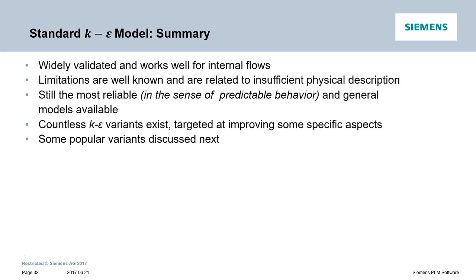To summarize the standard k epsilon model, this model is by far the most popular eddy viscosity model, which is widely validated and works well for internal flows. And the standard k epsilon model does very well in predicting turbulent shear flows, but it struggles in adverse pressure gradients and highly strained flows including rotation and streamline curvature. As a result, it performs poorly for separated flows. Moreover, it's rather difficult to integrate through the viscous sublayer. We will discuss that in detail in the following slides.